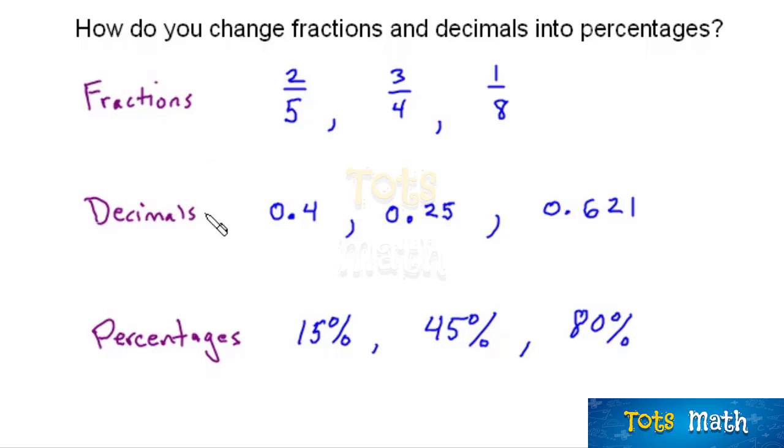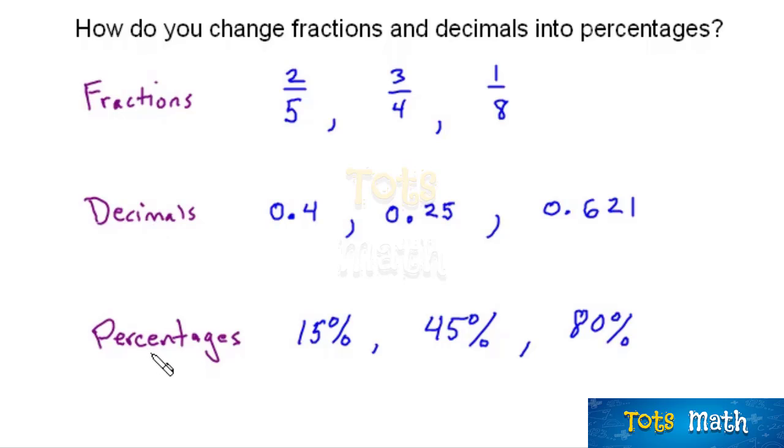So fractions, decimals, and percentages are all parts of a whole. When writing fractions, the whole can be divided into as many parts as you want. Here, our whole is divided into 5 parts. Here it's 4 parts. And in this fraction, it's 8 parts. But it could be 20 parts, 200 parts, 500 parts. Any number of parts you want.